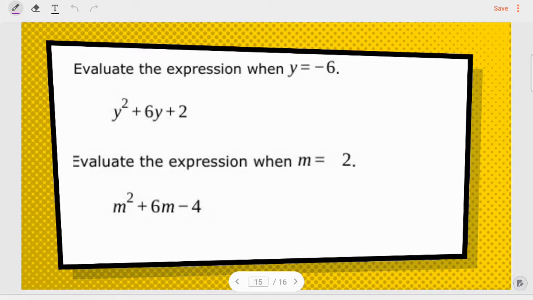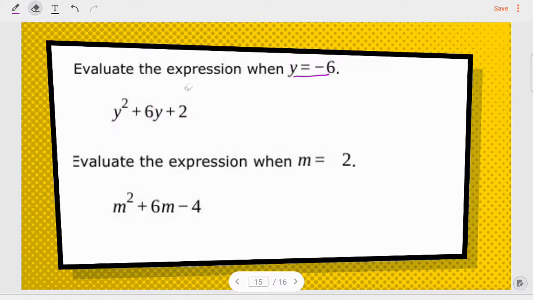Okay, moving on. Now this example says evaluate the expression when y equals -6, and you'll see that this problem has y and y. So what do you do when there's multiple? Same thing you would do if you wanted to say the same person's name 3 times. You're just going to use that same nickname each time.